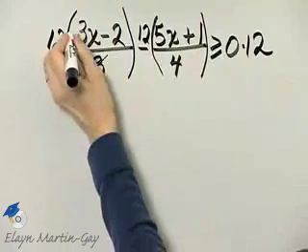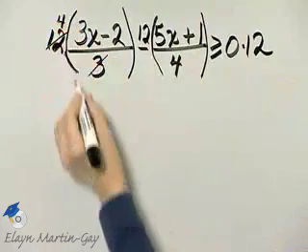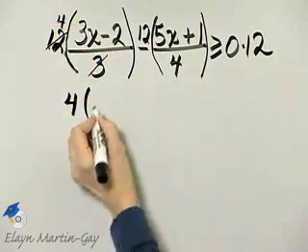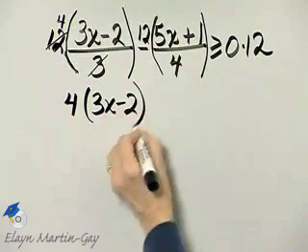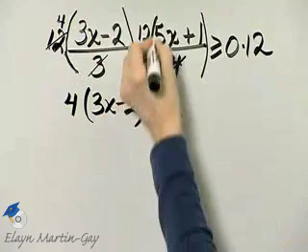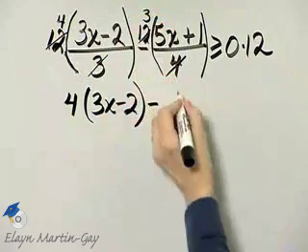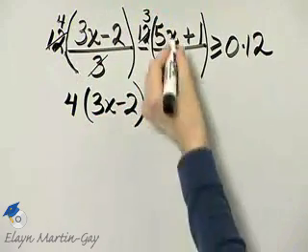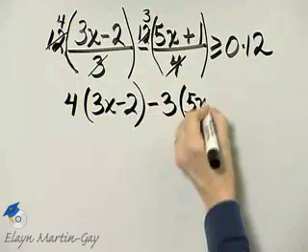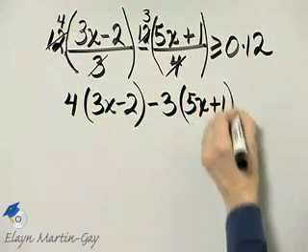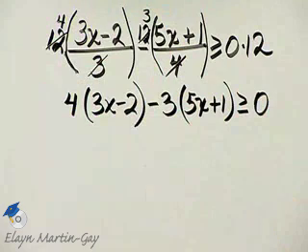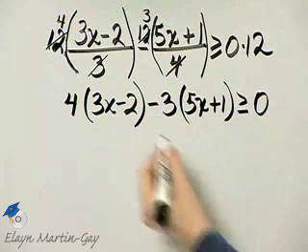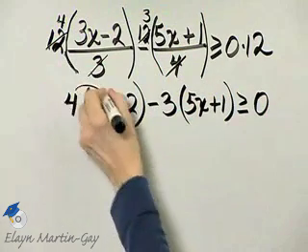All right, and what happens? Well, 3 divides into 12 4 times, so I have 4 times, in parentheses, 3x minus 2, minus 4 divides into 12 3 times, so 3 times 5x plus 1 greater than or equal to 0 times 12 is 0. And now let's multiply through using the distributive property.